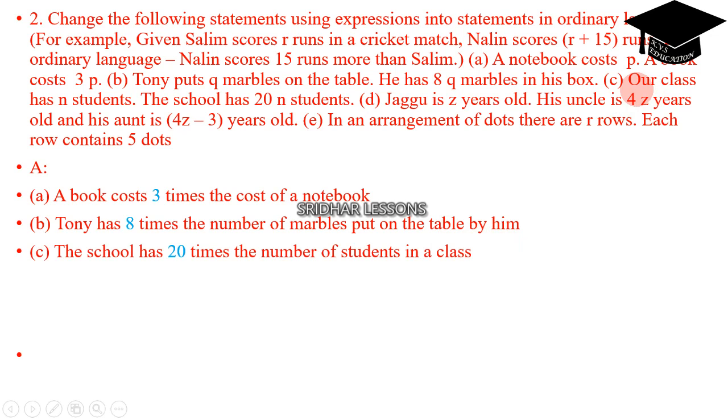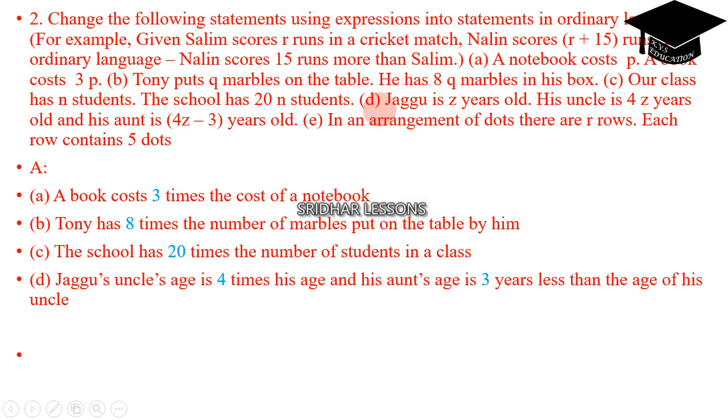Question number C. Our class has n students. The school has 20n students. That means the school has 20 times the number of students in a class. Question number D. Jaggu is Z years old. His uncle is 4Z years old and his aunt is 4Z minus 3 years old. That means Jaggu's uncle's age is 4 times his age and his aunt's age is 3 years less than the age of his uncle.